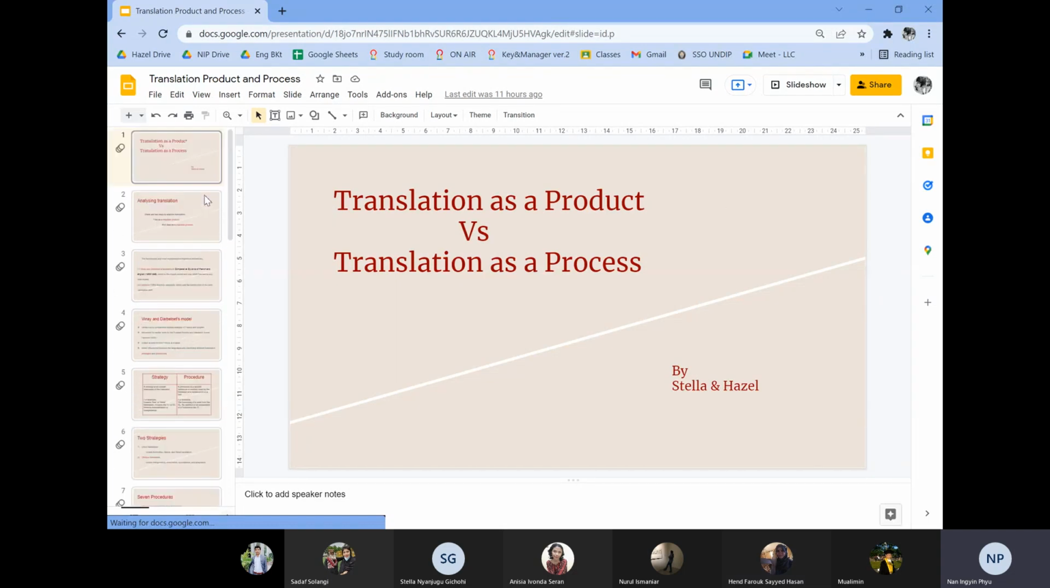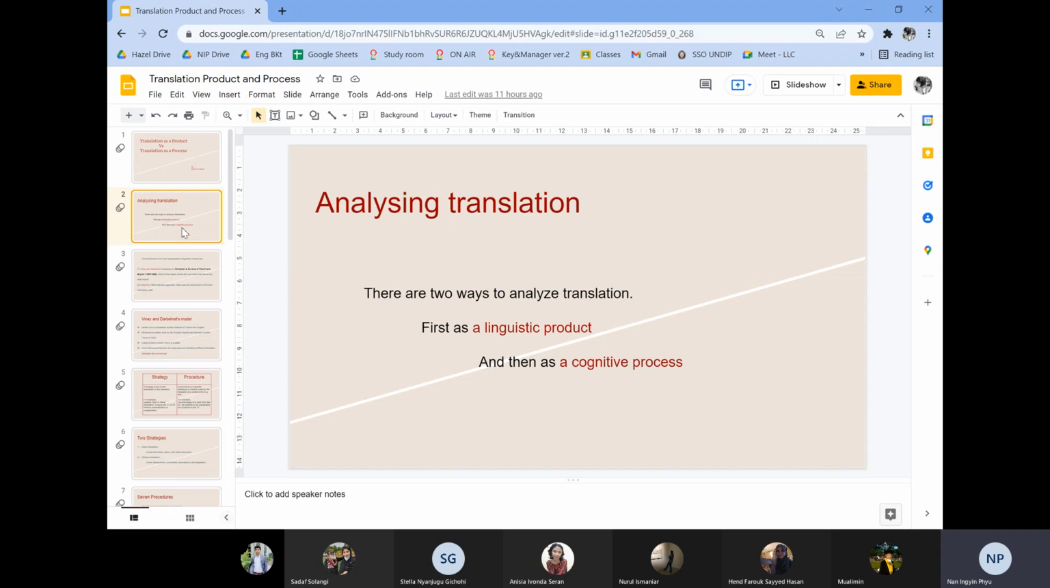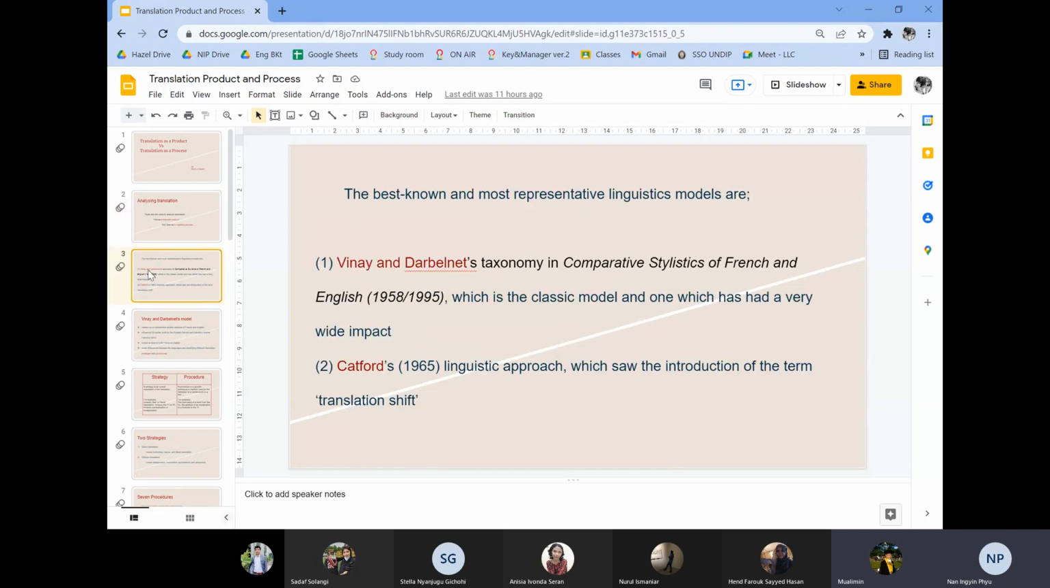So, our title is translation as a product and translation as a process. When we analyze translation, we can analyze it in two different ways. The very first way is the linguistic product, and then the cognitive process. So from now, I'm going to start explaining in detail about the linguistic product, the translation product.